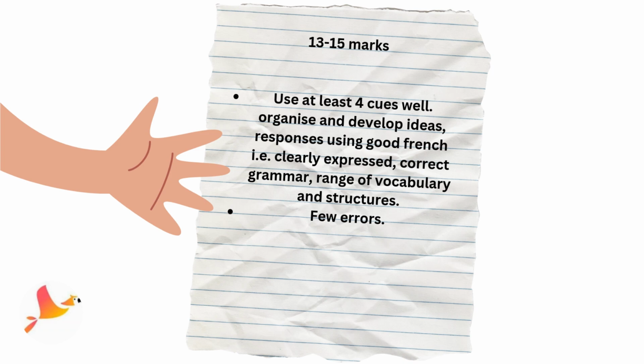So in order to get 13 to 15 marks in the contextual dialogue, you have to use at least 4 cues well, organize and develop your ideas or your responses using good French. And good French is French that is clearly expressed, which has correct grammar, which uses a range of vocabulary and structures, and of course, few errors.